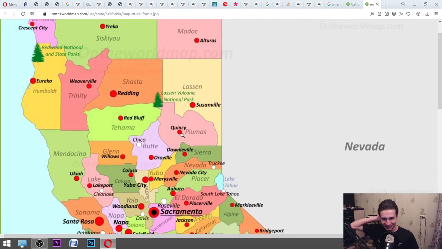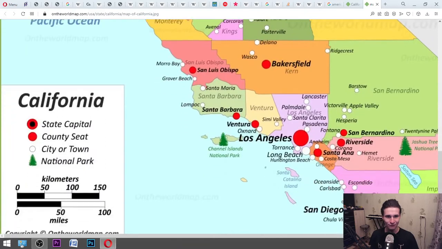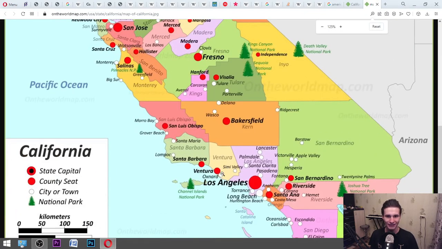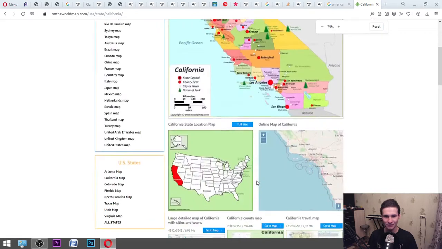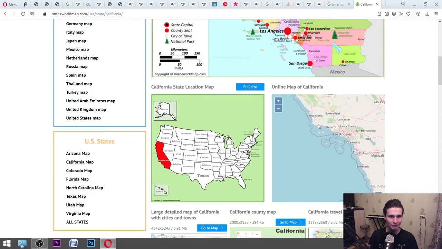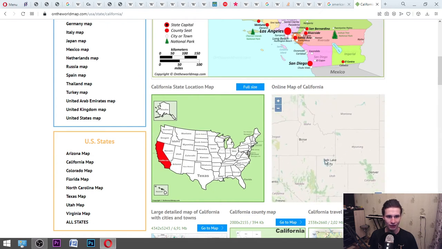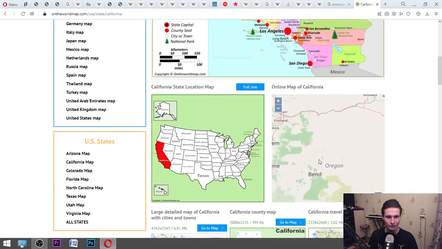Del Norte, Tehama, Mendocino, Sonoma. Okay, yes, a lot of words from San, Santa Barbara, San Diego, Ventura, San Diego, Imperial, okay, Mexico-related stuff, and some of the Spanish naming appeared. And okay, online map of this place, Los Angeles, also we have Boise, also Washington.